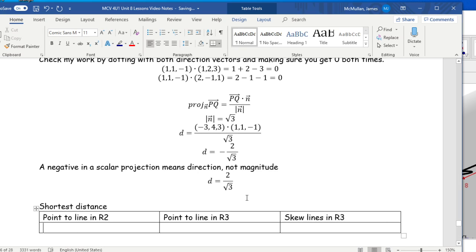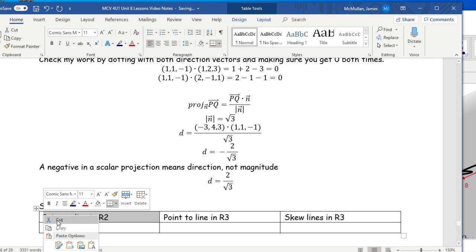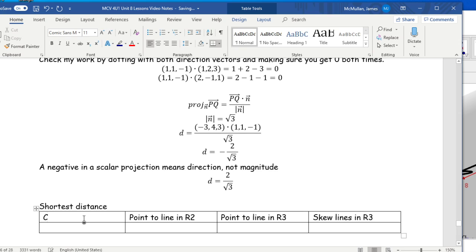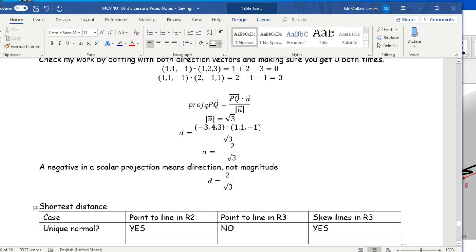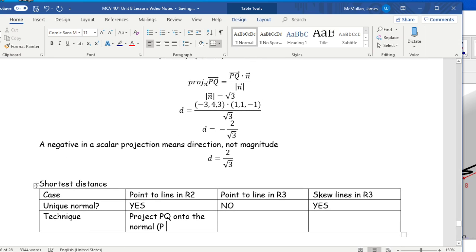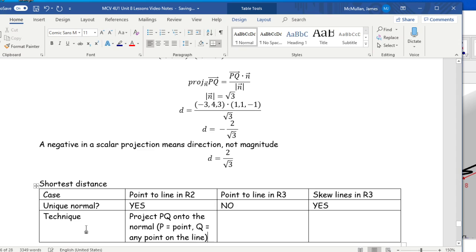Okay? So, sorry, let's insert to the left. Okay, case: unique normal. Do they have a unique normal? Yes, no, yes. So, technique: project PQ onto the normal. P equals the point, Q equals any point on the line. For a point to line in R3, they did not have a unique normal, so you'd use a parallelogram. Find the height of the parallelogram.